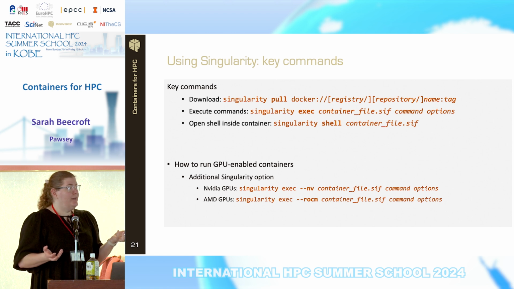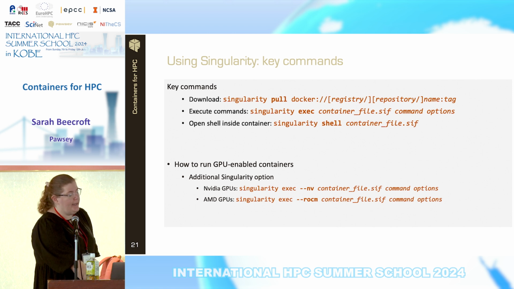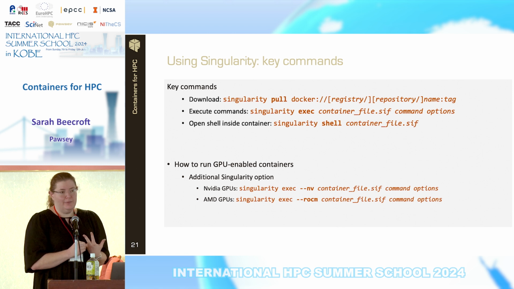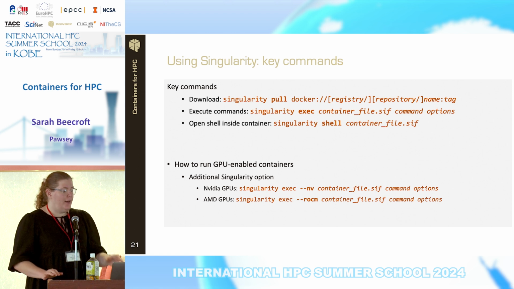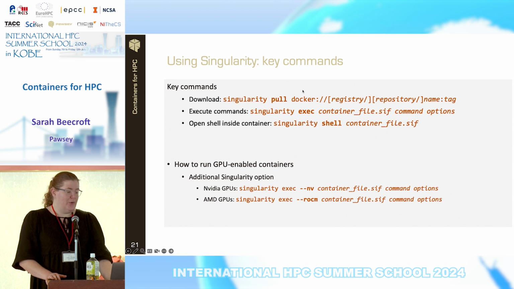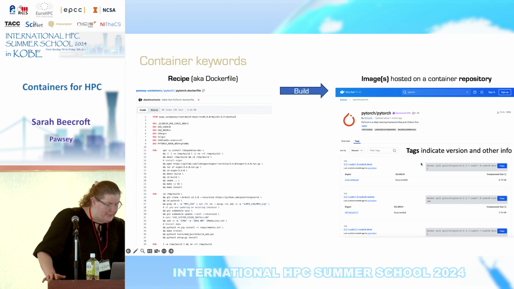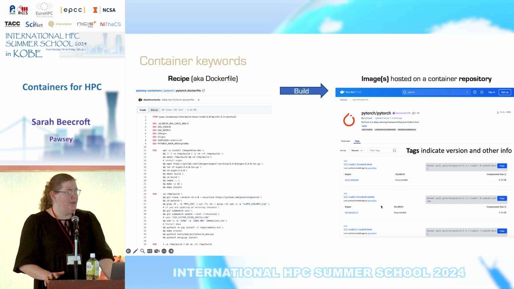So looking at some key commands. Again, this is the Singularity syntax. If you want to pull a container from the internet, from a Docker registry, it's actually very straightforward with this singularity pull. You always have to put docker in front if it's a Docker recipe, and you give it the name of the registry, the name of the repo, and the tag. So if we look here, you would give it, for example, PyTorch, CUDA, cuDNN tag information.